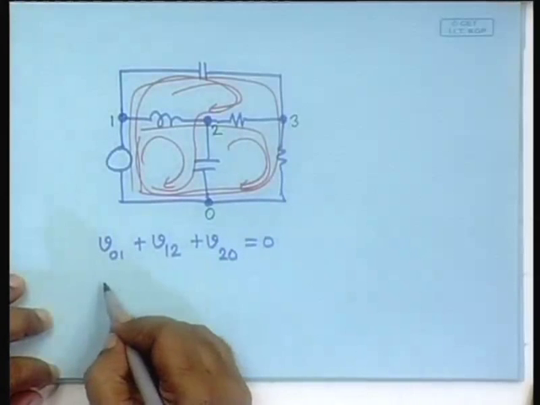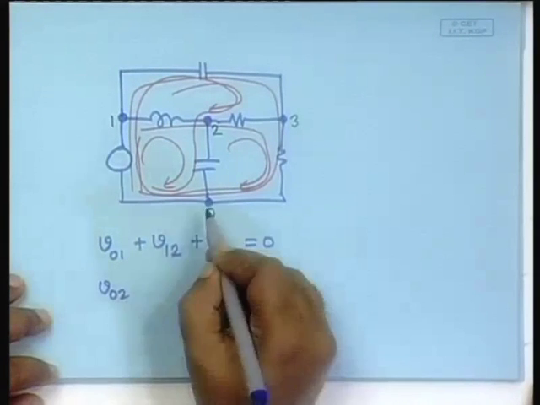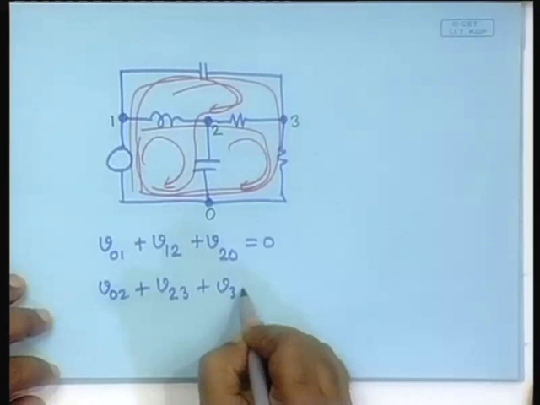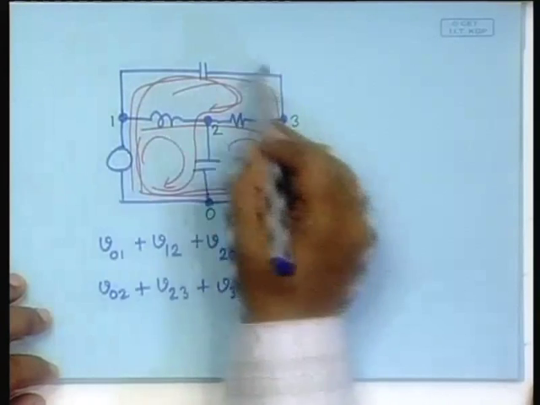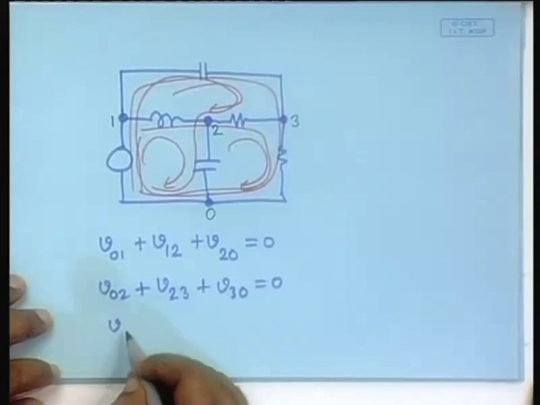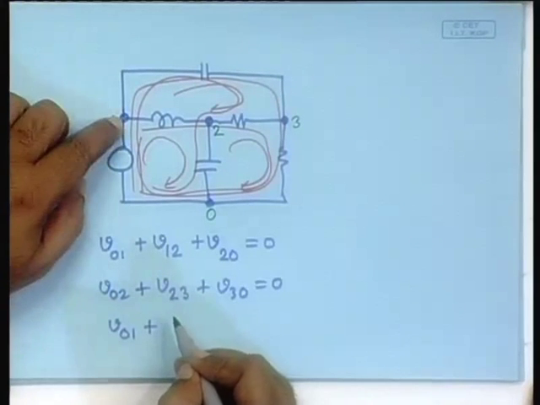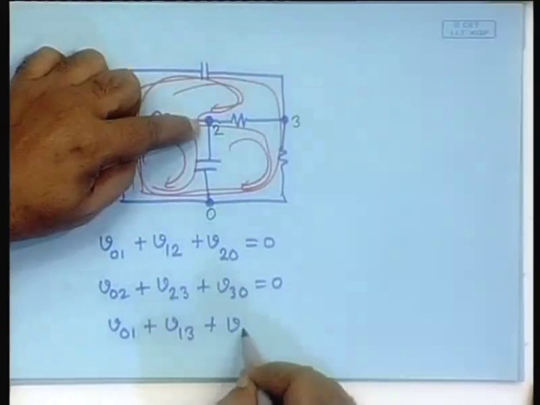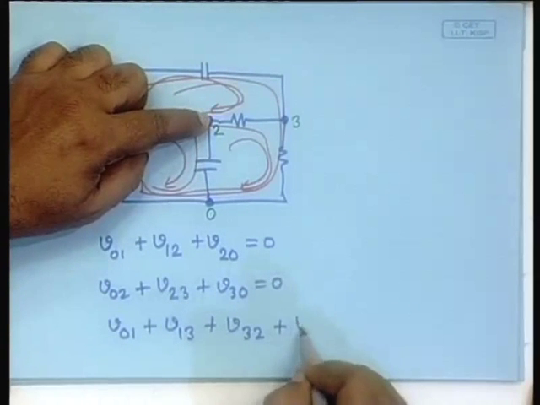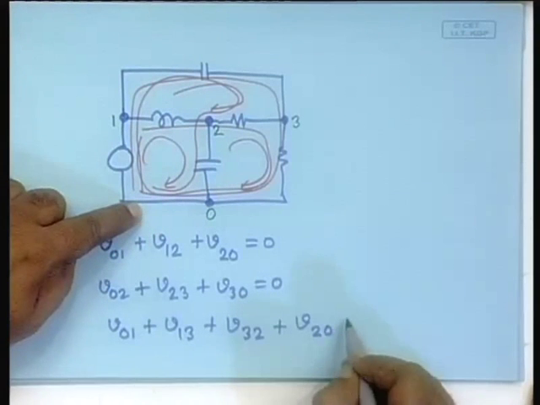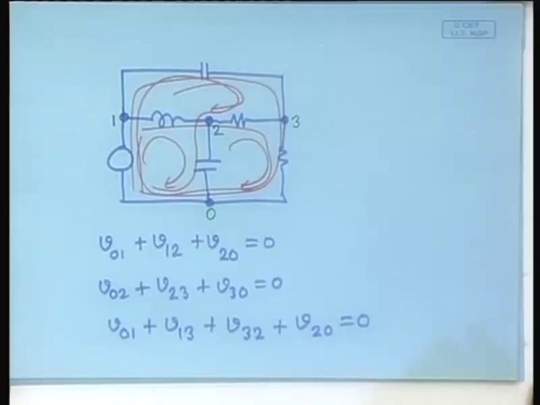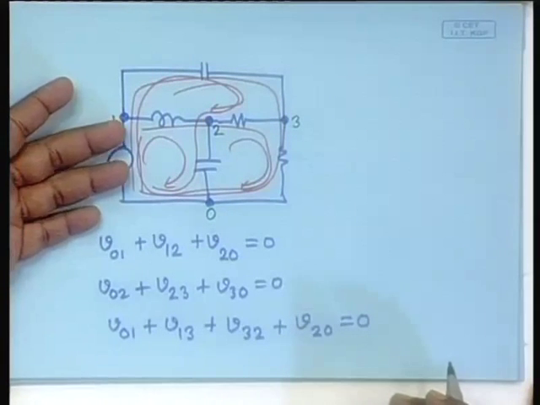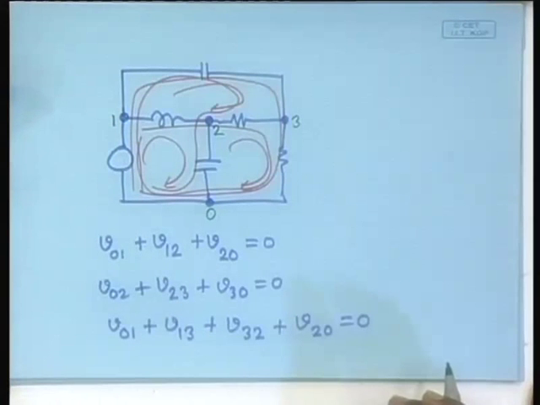So, similarly you can write V02 plus V23 plus V30 is equal to 0. You can also write for this big loop: V01 plus V13 plus V32 plus V20 equal to 0, right? So on and so forth. You can identify many loops in here, and for all of them Kirchhoff's voltage law would be applicable.